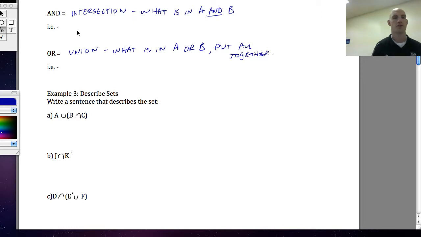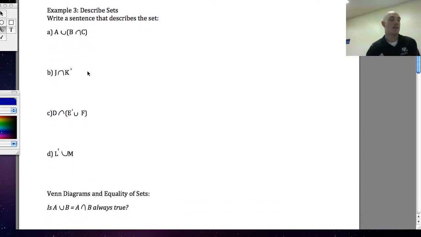This is pretty self-explanatory, and this is going to look like this, A and B, and this is going to be A or B. That's what this looks like. And so if I'm going to write sentences that describe these sets, I'm going to use that same principle to look at these symbols here. Well, union is or. So this is elements in A or B and C. See what I did? A, elements in A or B and C.